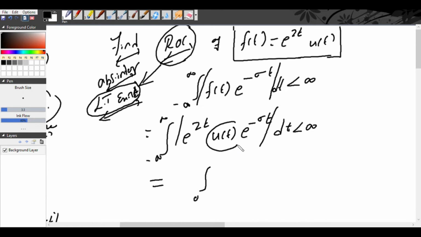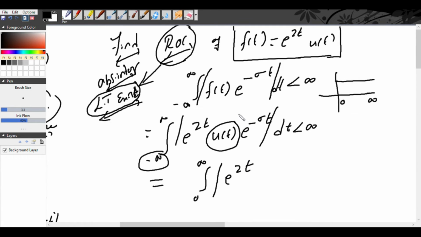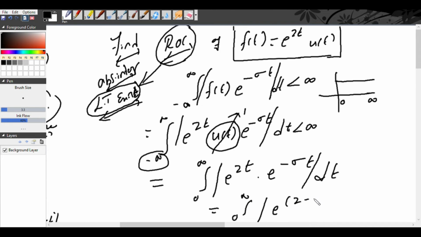Now apply the value: this is a unit step function, right? Unit step function means it exists only on the positive side. For the given equation it exists on the positive side, that is from 0 to infinite. Hence the limit will also be changed. So 0 to infinite, e power 2t u of t will vanish because the value is 1, into e power minus sigma t dt. Again this can be written as the integral from 0 to infinite of e power 2 minus sigma t dt, and as I told, this should be lesser than infinite.